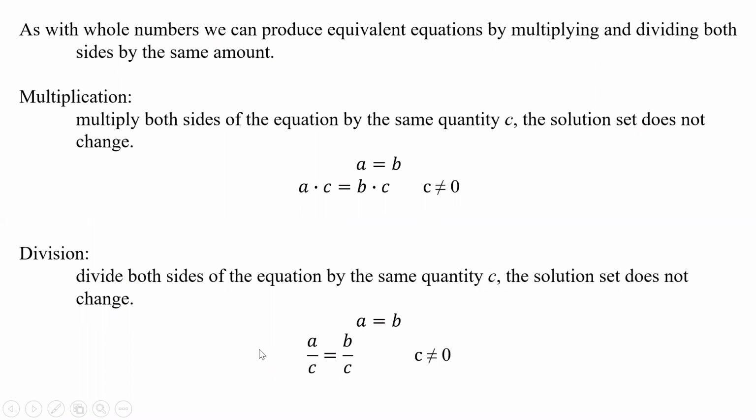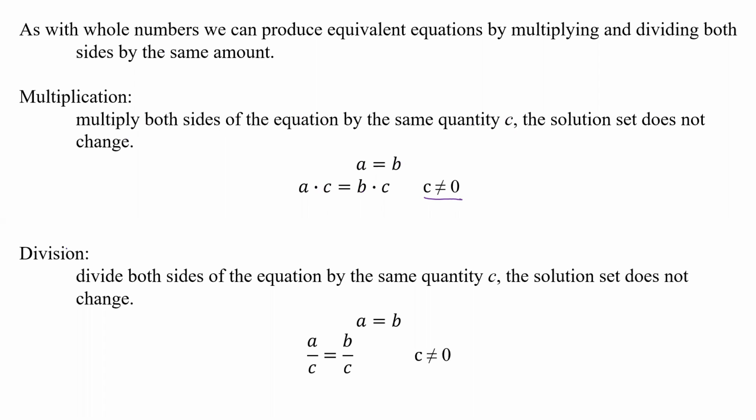All right, as with whole numbers, we can also produce equivalent equations by multiplying and dividing by the same amount on each side. So for multiplication, multiply both sides of the equation by the same quantity C, and the solution set does not change. So if we start with A equals B, if we multiply by a C on both sides, now C cannot equal 0, then we're going to have an equivalent equation.